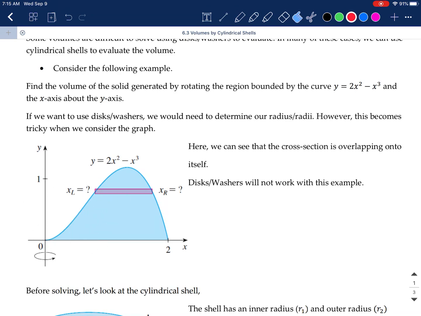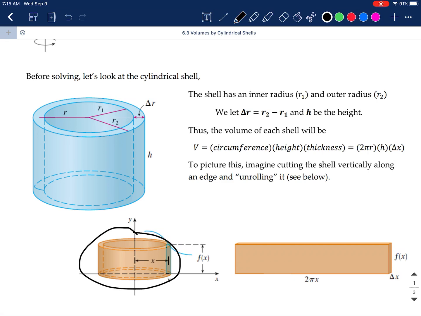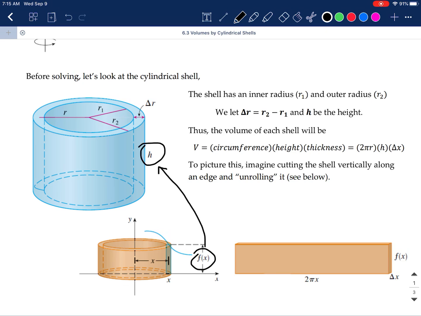So let's look at our cylindrical shell here. It's going to be a cylinder with a hollow center to it, and it's going to have some width, so we can see that we've got our region rotated about the y-axis here. The height of the shell obviously is going to be f of x. The width is going to be delta x. So you can see here, this really small little sliver is going to be delta x.